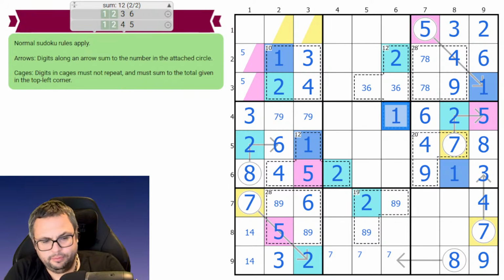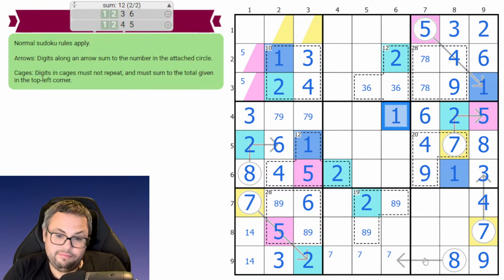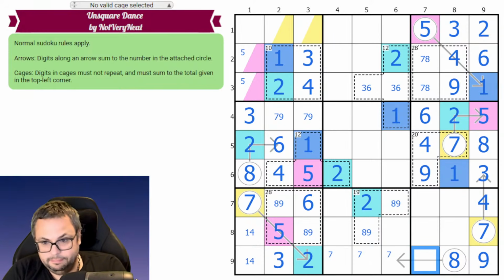So the 9 up here is in one of these two cells. Okay, so this isn't 3, 5 anymore. It's now 1, 7. And we know the order of the 1 and the 7.